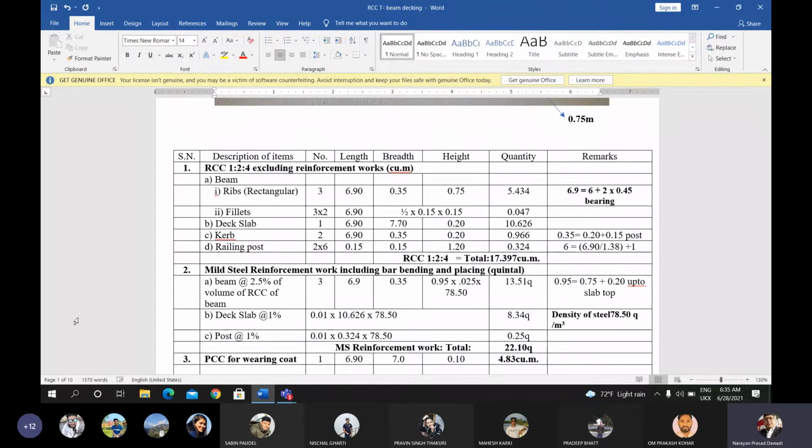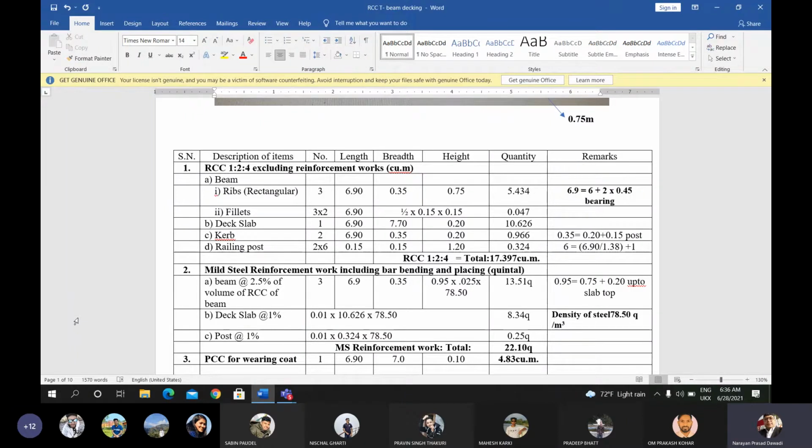Okay. Now for the secondary item, mild steel reinforcement work including bar bending and placing. That is generally calculated in the quintal. For the beam, 25% of the volume of RCC of the beam is considered here. Generally for the rectangular portion of the beam, the reinforcement is calculated up to the top surface of the slab, below the wearing coat. That's why there are 3 numbers of beams having the rectangular portion.